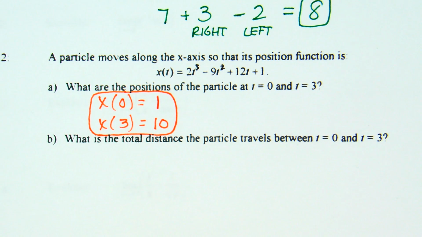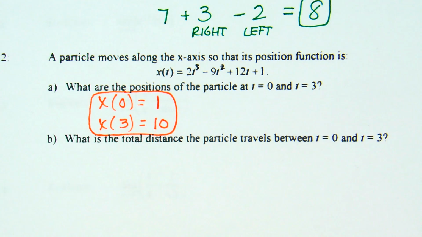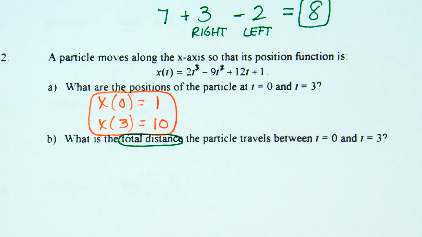No, we're going to assume that they may have started at 1, but then there was some left-right movement, and they didn't just inch their way over towards 10. Thoughts on how we can find that total distance? Are we going to have to take the integral? We are going to have to take the integral.